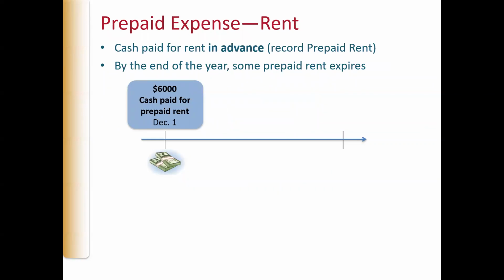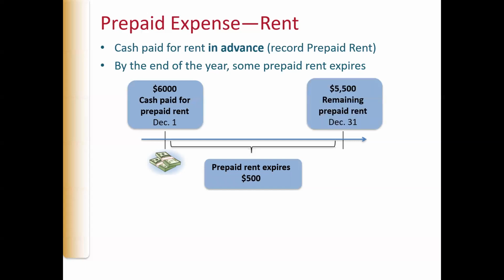So cash paid for rent in advance. We record the prepaid rent when we initially pay that rent in advance. But by the end of the year, some of that prepaid rent has expired. Since we paid for 12 months on December 1st, 1 month has expired. We need to then treat that as an expense.